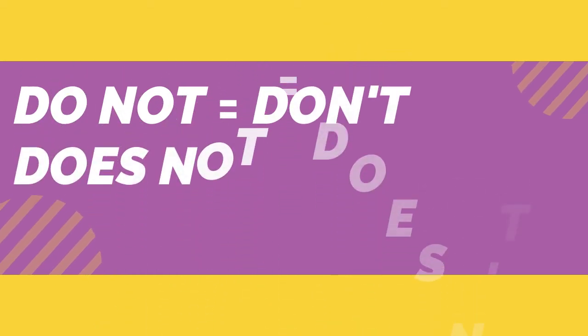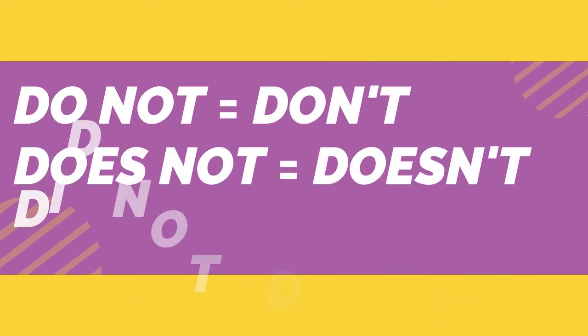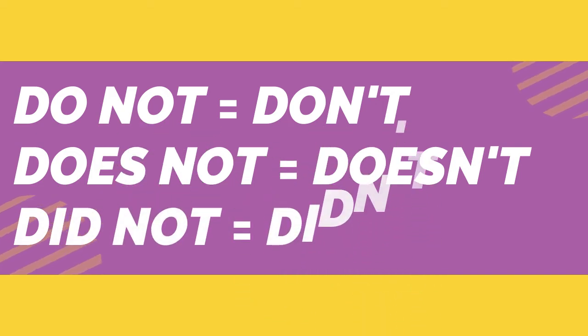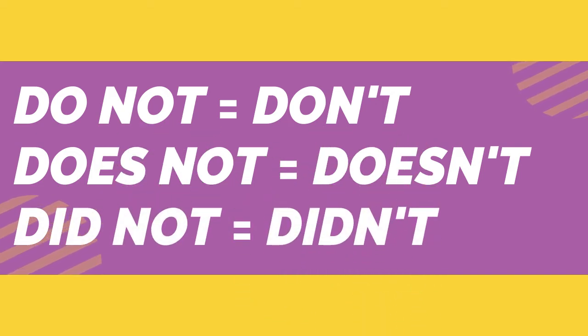Notice how I brought in the negative not. The negatives of do, does, and did are really simple. Do not, the shortened form is don't. Does not, doesn't. Did not, didn't. You can use contractions for speaking, but if you are writing a formal project or assignment, make sure you write the full forms. Do not, does not, and did not.